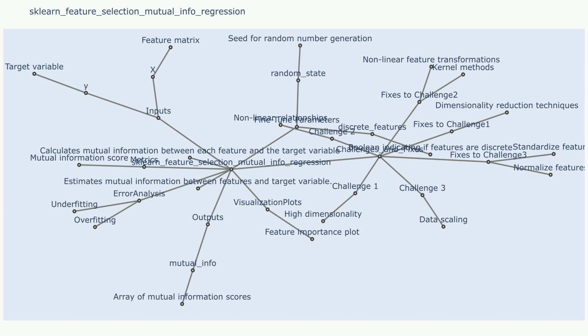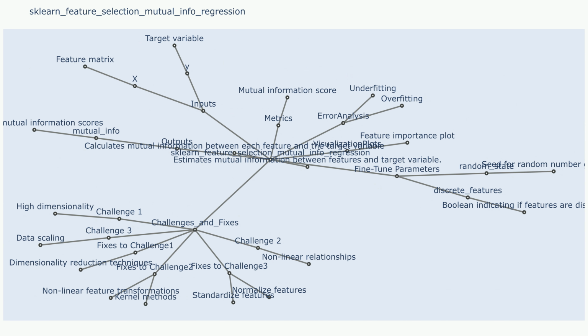variable. Steps: Calculate the empirical probability distribution of the features and the target variable using a non-parametric method, e.g., using histograms or kernel density estimation. Calculate the joint probability distribution of each feature and the target variable.